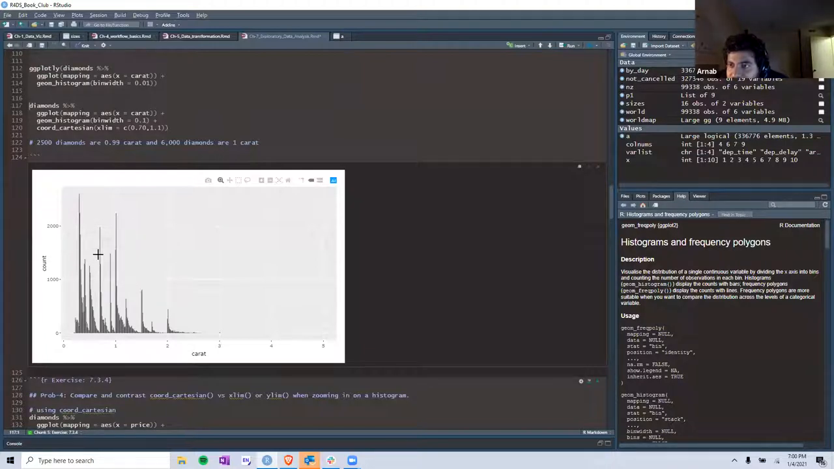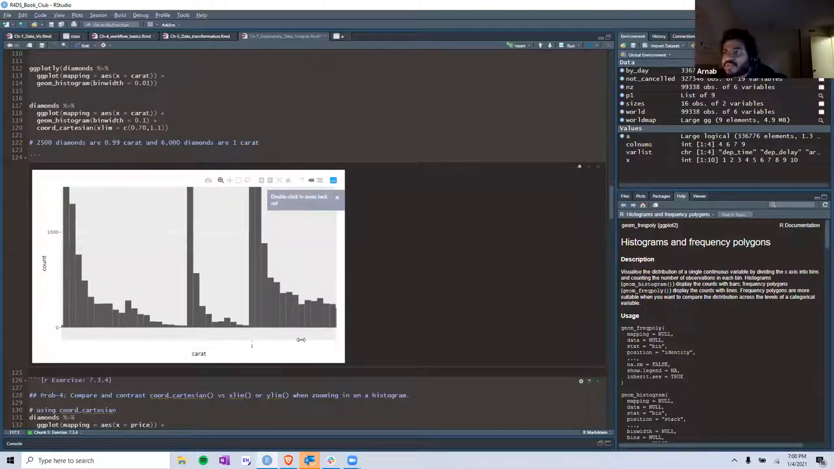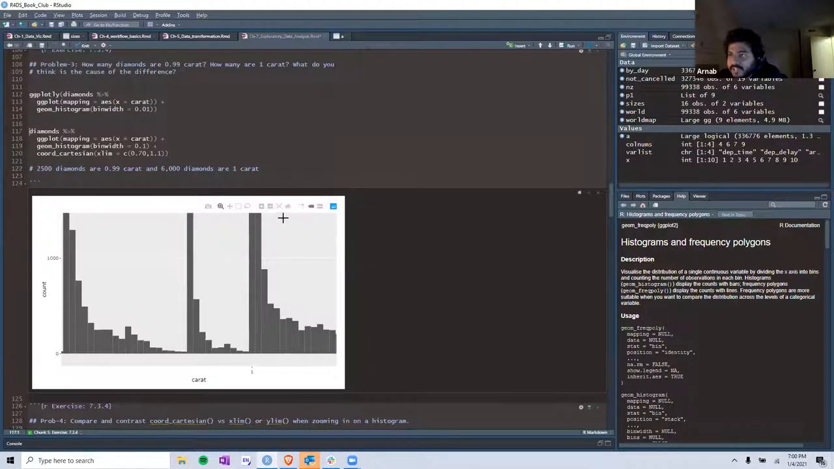And the question now is about what is happening at 0.99 versus 1.0 and why there is such a difference. So I think this is 0.99 and we see that there are only 23 diamonds at 0.99. And then there are like 1500 odd diamonds with a carat value of 1. Not really sure why there's such a huge difference, but I think one explanation could be the rounding off.